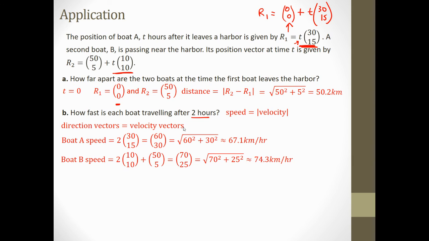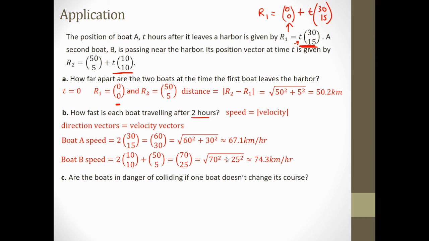And for boat B, we do the same thing. Plug in 2 for t, and you've got a little extra step, because 2 times 10 is 20, plus 50 is 70, and then again on the bottom. And then do the magnitude, and round to 3 sig figs. So there we have the speed of the boats.